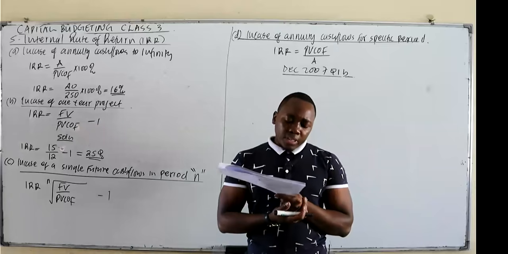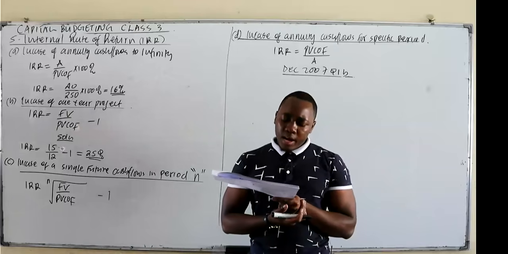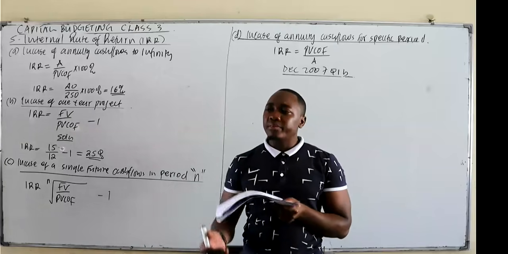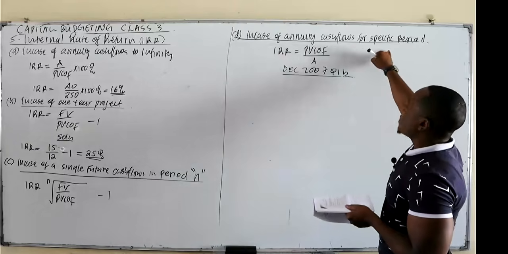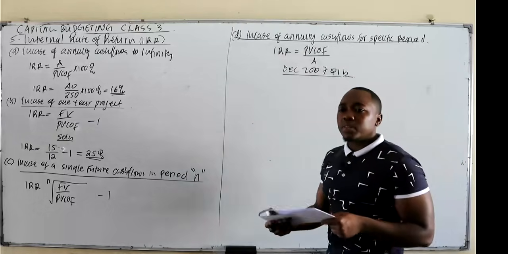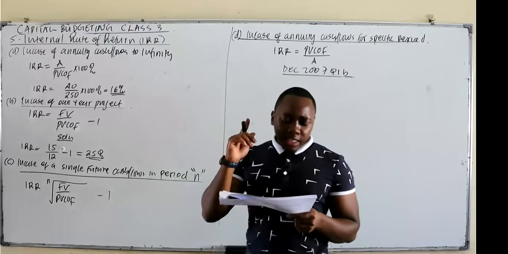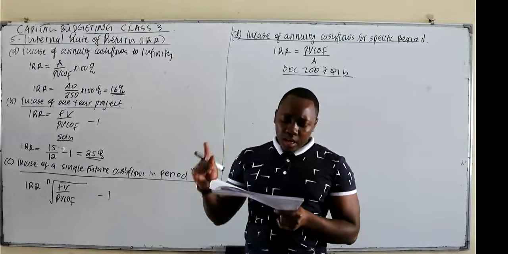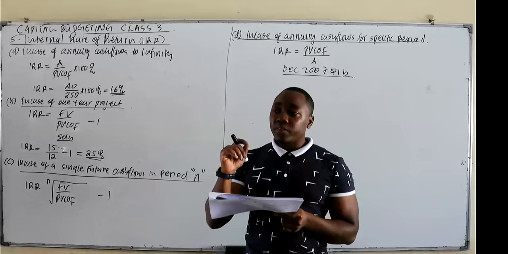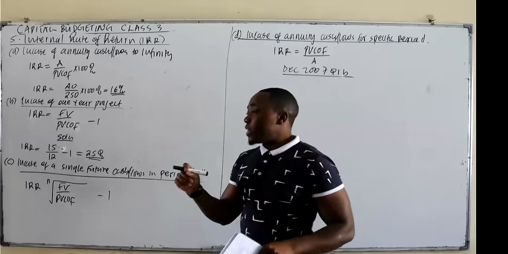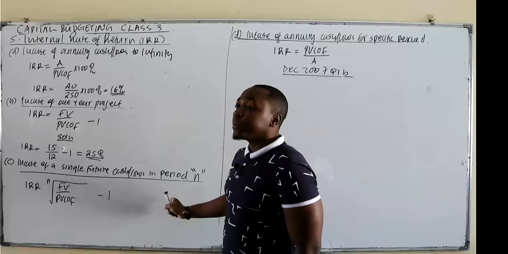Now let's look at project M. Year 1, year 2, year 3, generating 5, 5, 5. That's what we call an annuity cash flow for a specific period. Let's go to project N. Looking at its cash flow characteristic, year 1 generates nothing, year 2 generates nothing, but year 3 generates 17.28. So that's our part C here, in case of a single future cash flow for period N.